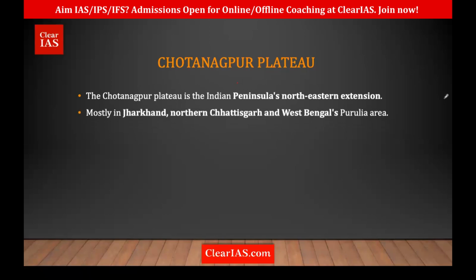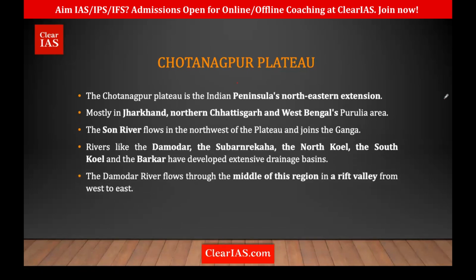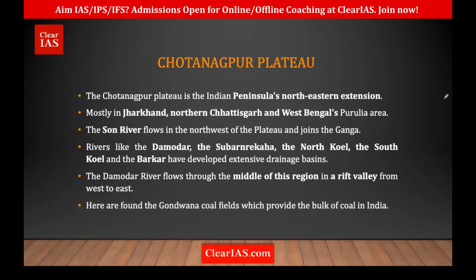It is mainly in Jharkhand, Chhattisgarh, and the Purulia region of West Bengal, that is the western part of West Bengal. Son River flows in the northwest of this plateau and joins Ganga. There are rivers such as Damodar, Subarnarekha, North Koil, South Koil, and Barkar, which are part of this Chota Nagpur Plateau. Damodar bisects this plateau. It flows through the middle as a rift valley. Apart from Narmada and Son, another rift valley in India is the Damodar. Damodar is a distributary of the Ganga.